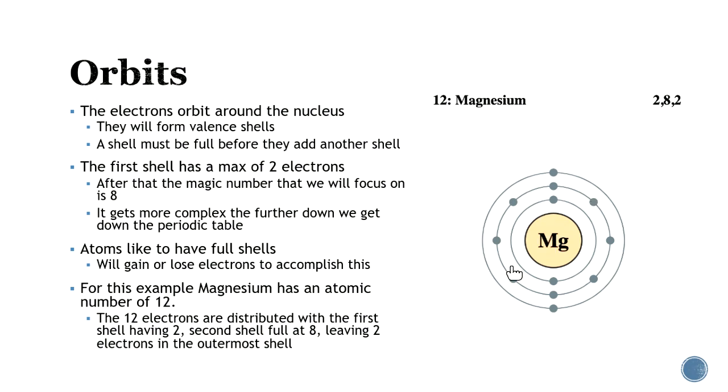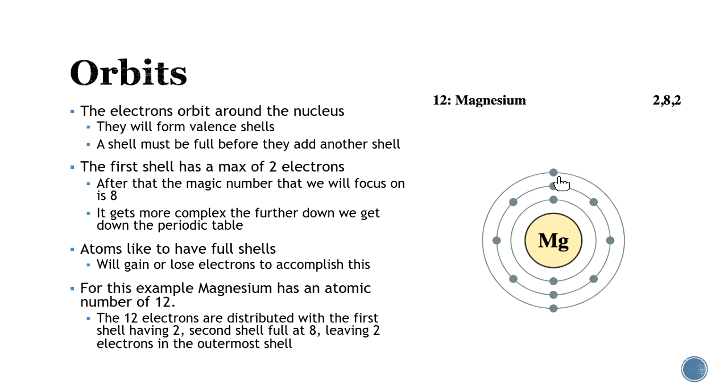You're going to see a magic number of 8 show up. It gets more complex the further down the table we get, but we're going to stop at 8 for simplicity. Once the 8 electrons are filled in that shell, we move on to the next shell, and so on. We keep doing that until the shells are full or we've used up our electrons. So this is an example for magnesium. It has an atomic number of 12, so there are 12 electrons. The first shell has 2. The next shell has 8, so that's 2 plus 8, that's 10. So we have 2 remaining electrons, and that will be the outer shell.